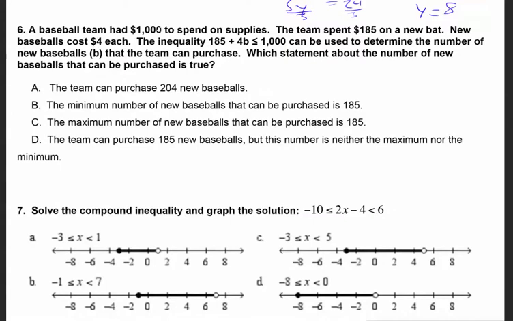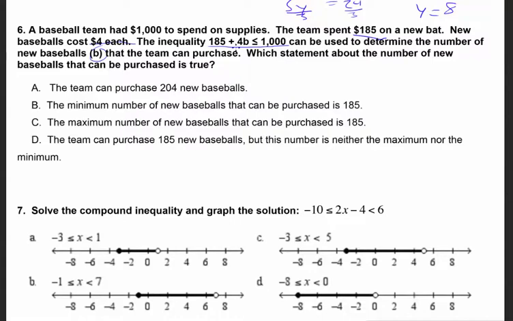The baseball team had $1,000 to spend on supplies. The team spent $185 on a new bat. New baseballs cost $4 each. The inequality 185 plus 4b is less than or equal to 1,000 can be used to determine the number of new baseballs, b, that the team can purchase. Which statement about the number of new baseballs that can be purchased is true? So one, it says the team can purchase 204 new baseballs.